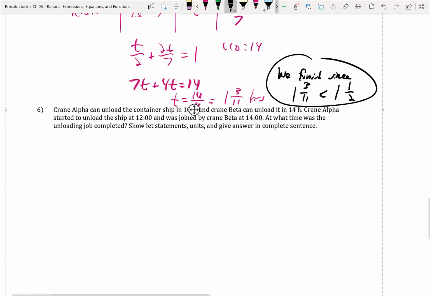Lastly, crane alpha can unload a container in 10 hours, and crane beta can unload it in 14 hours. Crane Alpha started to unload it at 12 o'clock and was joined by Crane Beta at 1400. At what time was the unloading job completed?